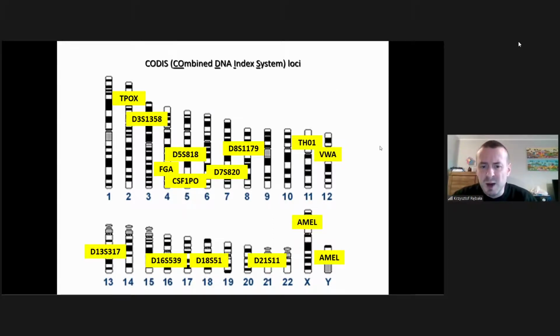For example, this marker. Okay, and my question to you is, why is this marker called so? Do you have any idea? Such as D21S11. What do you think is the origin for the name of this marker? You should guess.